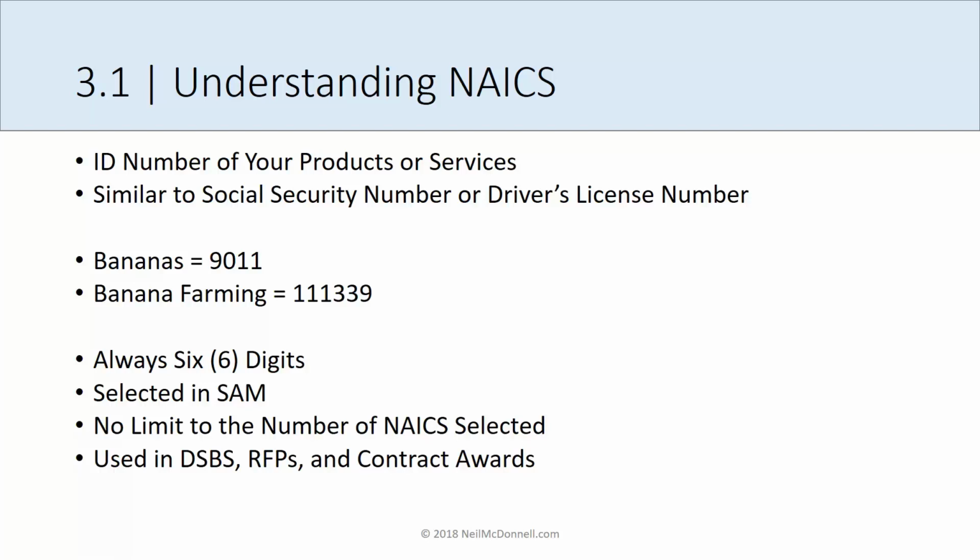The North American Industry Classification System, or NAICS codes, allow federal buyers a high level of comparability, which basically means that they can see who's buying what across the federal government similar to what they're buying.